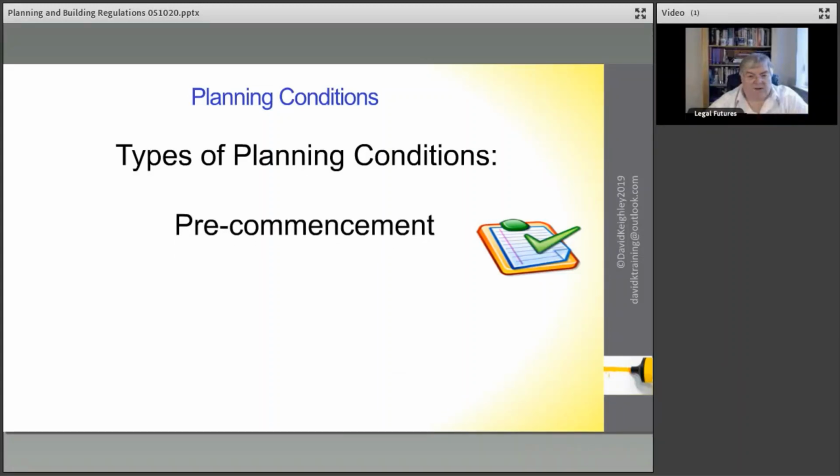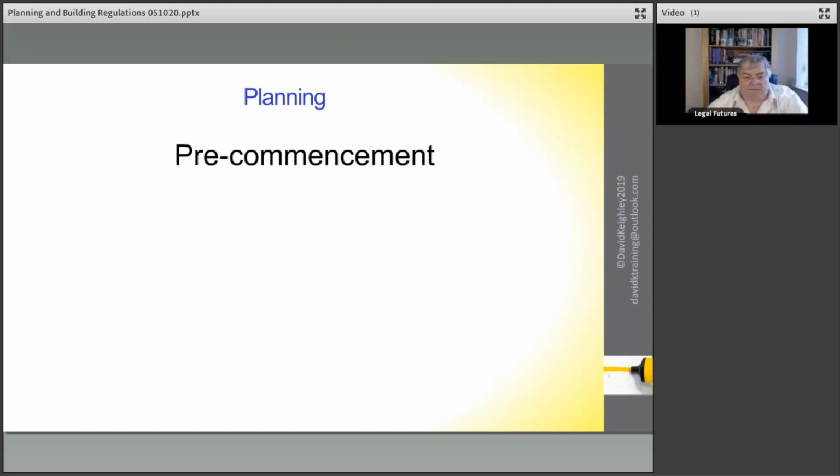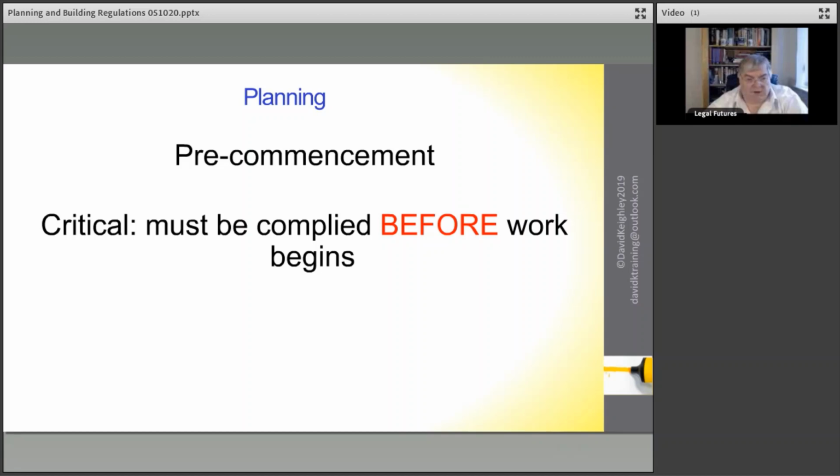So let's start off by looking at the different types of planning conditions, and these fall into three distinct categories. There are pre-commencement conditions, which, as the name suggests, have to be done before work commences, but I'll look at those in a bit more detail in a second. And then there are pre-occupation conditions, which again, as the name suggests, have to be complied with before the property is occupied. And then there are the ongoing restrictions, which apply after the construction of the property has been concluded. So let's just look briefly at each of those.